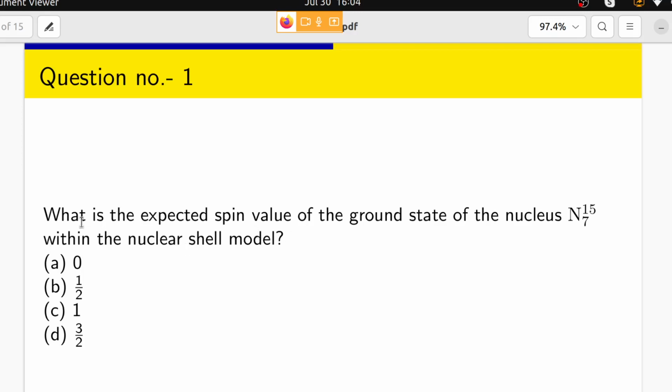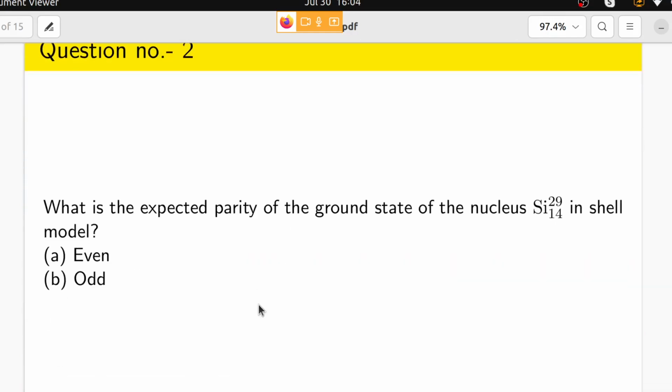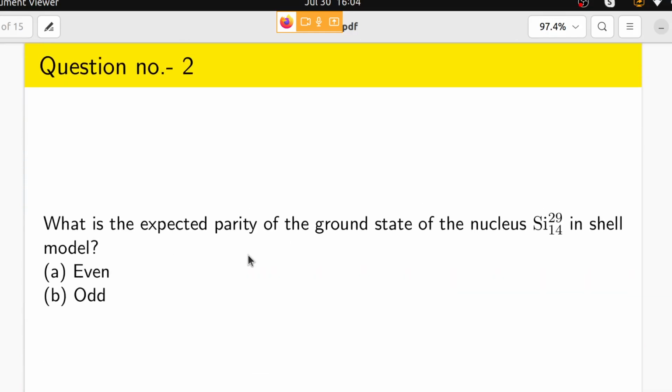Okay, the question was, what is the expected spin value of the ground state of the nucleus nitrogen-15 within the nuclear shell model? We will not discuss the nuclear shell model this week. We will tell in the next week. I will not tell you the answer on that. Then, what is the expected parity of the ground state of the nucleus?